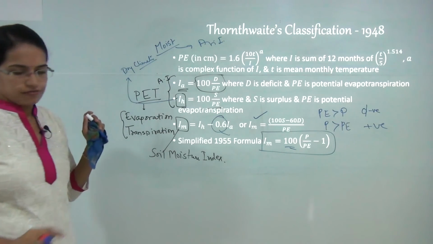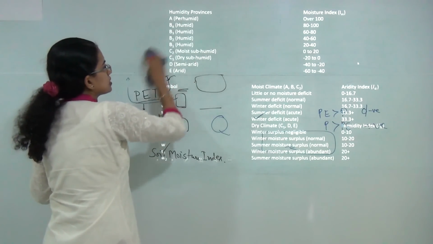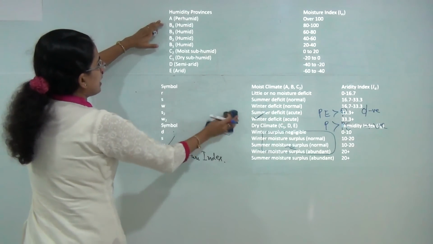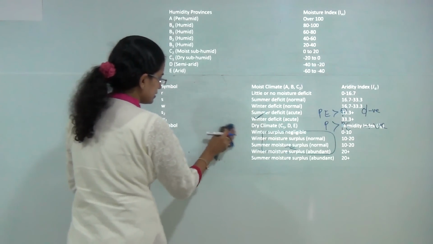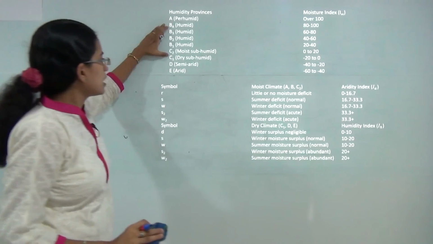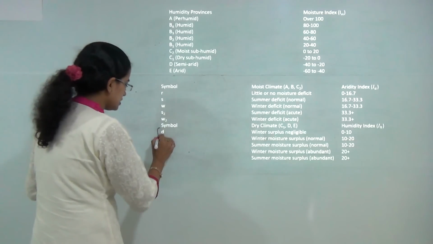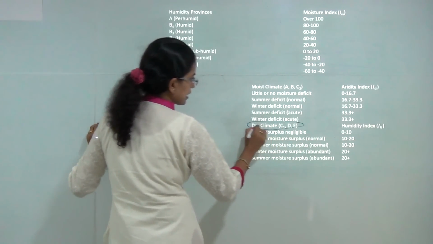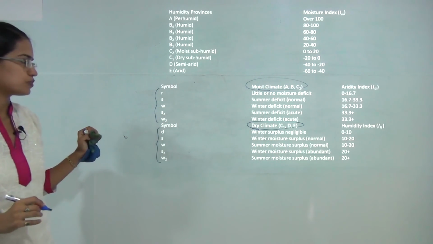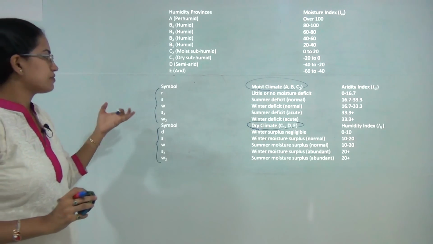So, this is how he laid forward the modifications in 1948. Based on these modifications, he further divided the regions into these categories. He marked A as perhumid and E as arid, similar to what he did in the 1931 classification. And then he marked B and C regions. He further subdivided those, and then he used further symbols. These symbols were meant for dry climate, that is C, D and E, and these symbols were used for moist climate, that is A, B and C2. So, based on these categories, he further classified the world into different climatic regions.